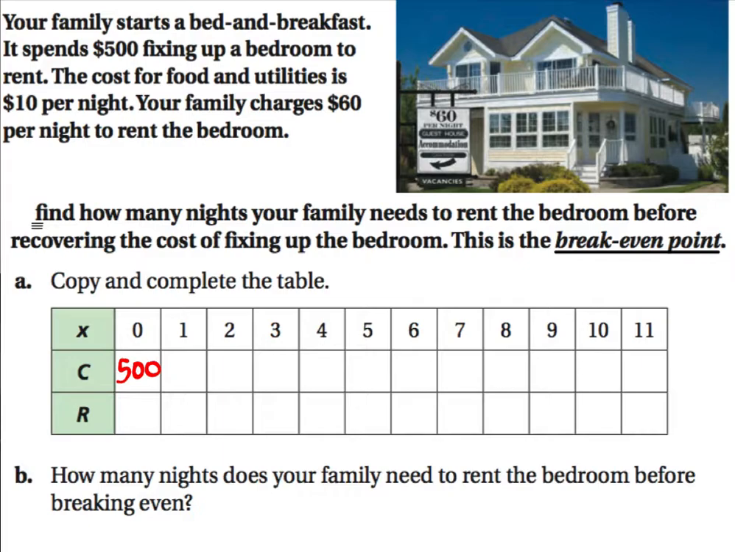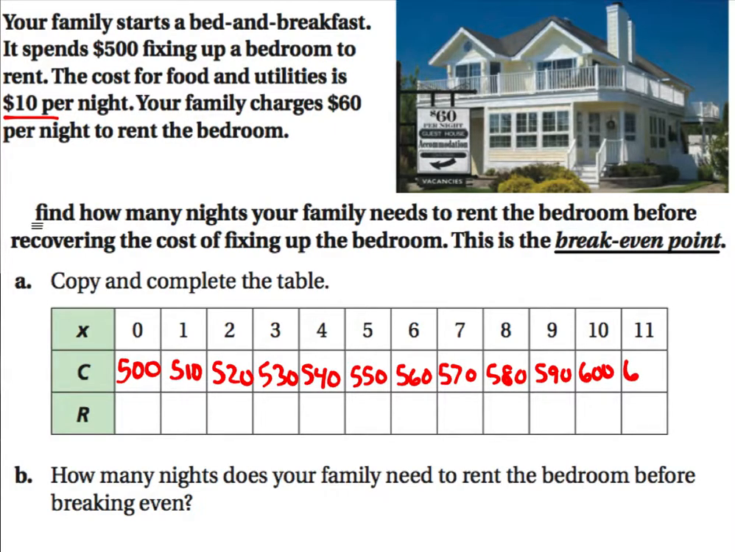Now, after we rent it out one day, we do have fees, food and utilities of $10 per night. So after renting it out for one night, it's going to be $510. After 2 nights, it'll be $520, then $530, etc. I'll just finish out the table here. $540, $550, $560, $570, $580, $590, $600, and $610. So there's the cost of the room for our family.